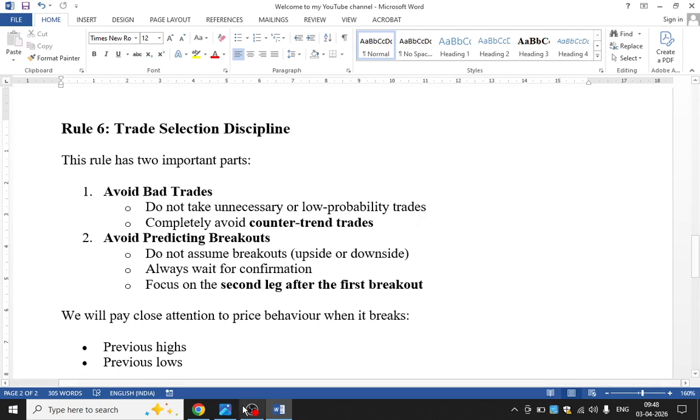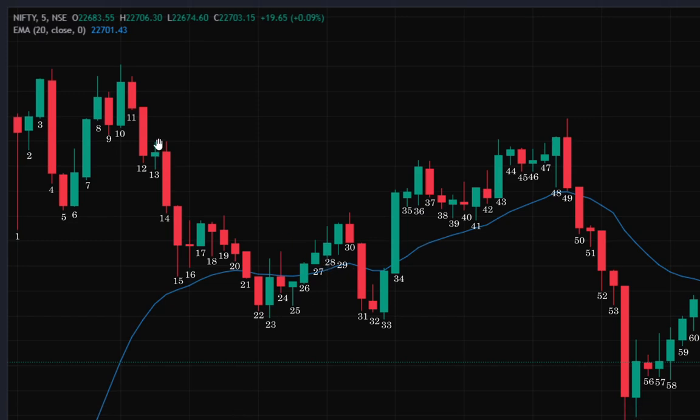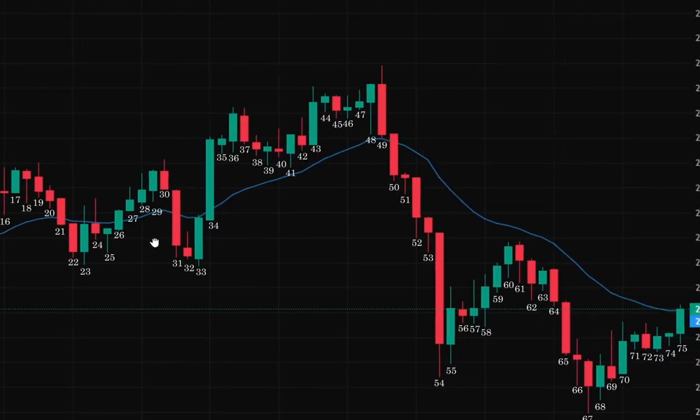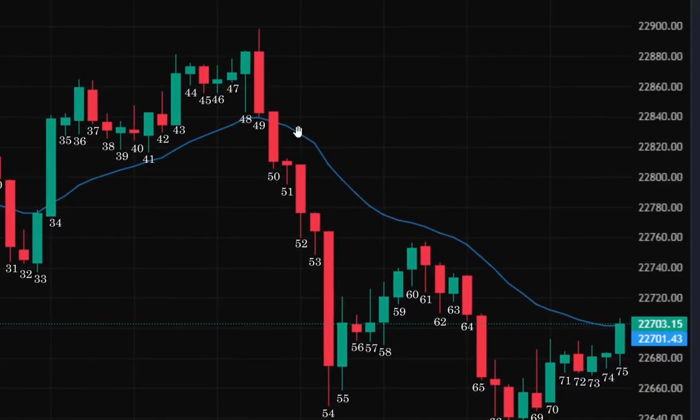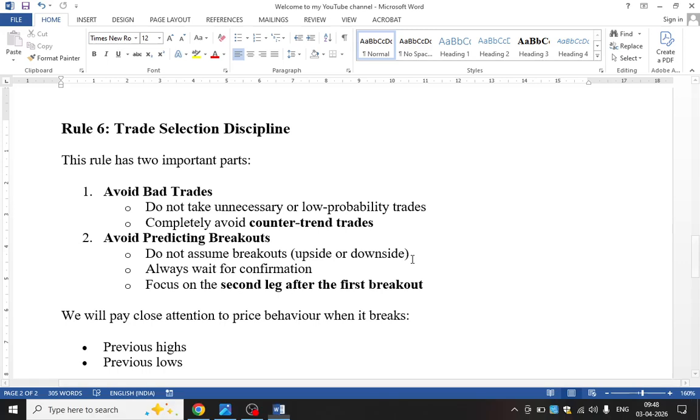I will try to show you. So we can see, okay, this is a major downtrend. So we will never ever in our lifetime try to trade this movement from the low of bar 54 to 60. However lucrative it looks, we are not going to trade this counter trend. Okay, so this is my rule number 6, in which we will never ever trade counter trends.